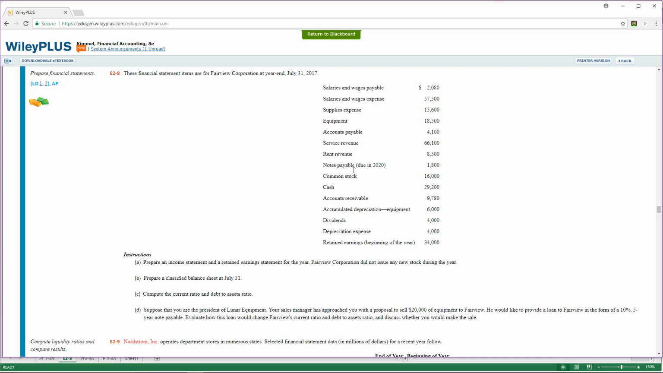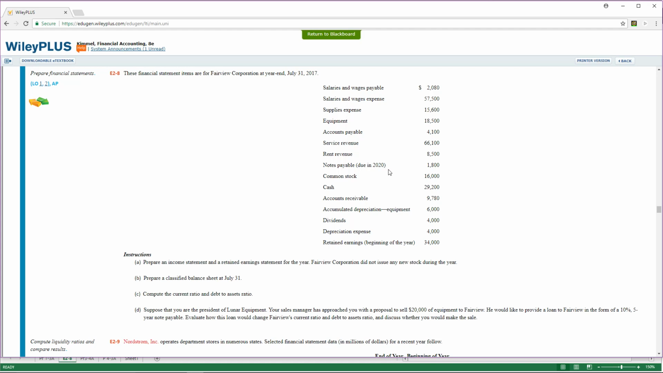Now let's go back for a minute over here. Salaries and wages payable and accounts payable. Who are we going to pay the money to? Salaries and wages to employees, accounts payable to vendors. How long do we typically have to make that payment? Salaries and wages payable, 2 weeks to a month. Accounts payable, 30 to 90 days. Notes payable, well, it depends on what the terms and agreements were. In this case, they are saying it's due on 2020.